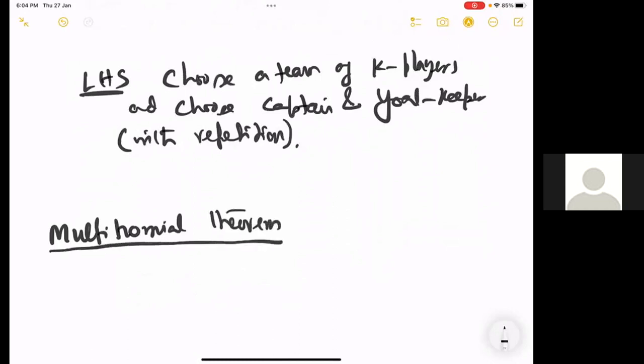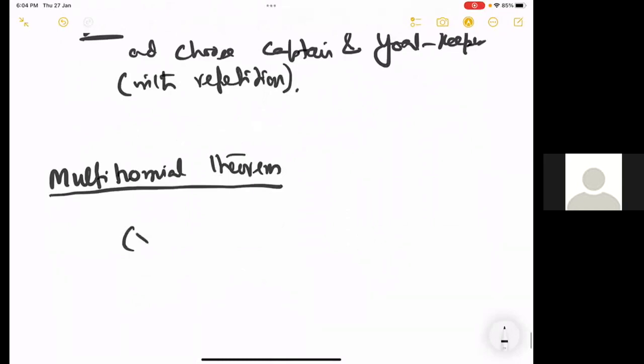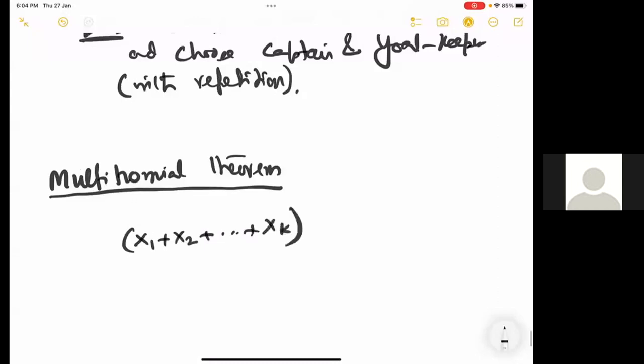So what is the multinomial theorem? We have x1 plus x2 plus up to xk, a generalization of the binomial theorem, taking power n, and we want to write the coefficient. So what will happen if you expand x1 plus x2 up to xk power n? x1 will get some power, x2 will get some power, xk will get some power. For example, a typical monomial will look like x1 power a1, x2 power a2, xk power ak.